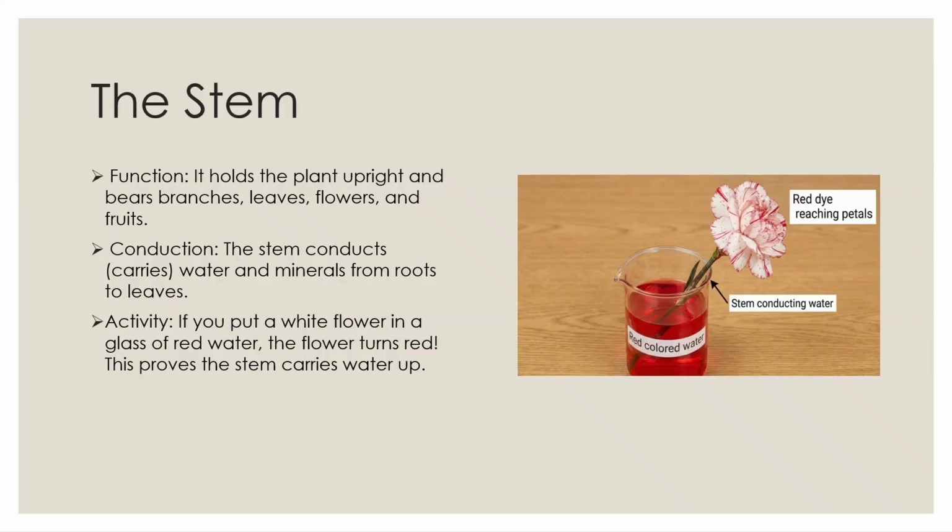Now, let's look at the parts of the plant. First is stem. The stem is like a two-way street. It holds the plant upright, but its main job is to conduct water. It carries water and minerals from the roots all the way up to the leaves.